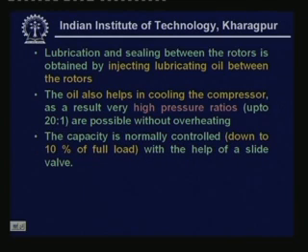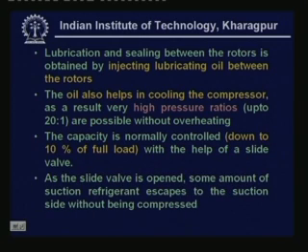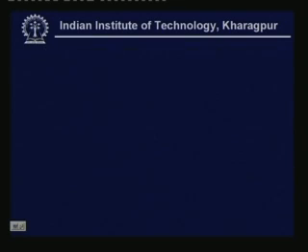The capacity is normally controlled down to 10% of full load with the help of a slide valve. So, you can get really smooth capacity control in this type of compressor using a slide valve. And what does the slide valve do? As the slide valve is opened, some amount of suction refrigerant escapes to the suction side without being compressed. Basically, you can shift the point at which the compression begins, thereby you can control the mass flow rate of compressed refrigerant. That is how you control the capacity, and as I mentioned, the capacity can be reduced right from 100% to 10% of full load in various steps.